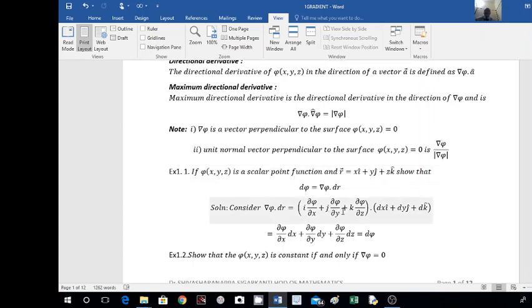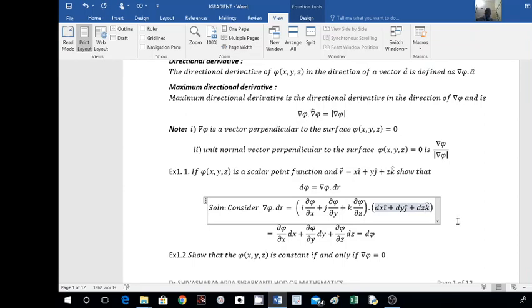Now taking the dot product here, i term into i term, dou phi by dou x into dx, plus j term into j term, dou phi by dou y into dy, plus k term into k term, dou phi by dou z into dz. So we get dou phi by dou x dx, plus dou phi by dou y dy, plus dou phi by dou z dz. This is nothing but the differentiation of phi, d phi. So d phi is equal to del phi dot dr.